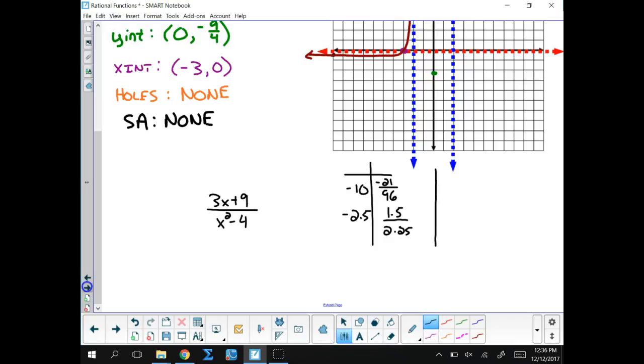Then I need to go into my middle zone, -1 and +1. -1 is going to be -3 plus 9 is 6, divided by -3, which would then be -2. 1 would be 12 divided by -3, which would be -4.